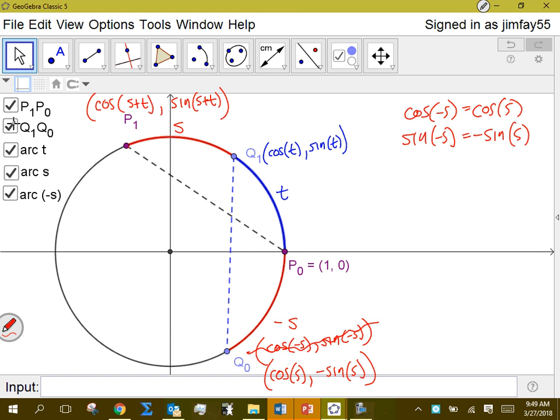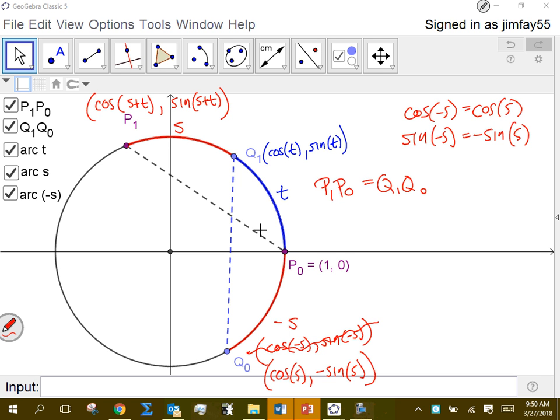So those two arcs are the same length, right? What's that tell you about your chords? You remember from geometry? In geometry, we had a theorem that said two chords that subtend the same or congruent arcs are congruent. So these dotted lines, they're the same. Now one dotted line we say is P1, P0. The other one is Q1, Q0, right? Those distances should be the same. Do we have the ability in the coordinate plane to use the distance formula?